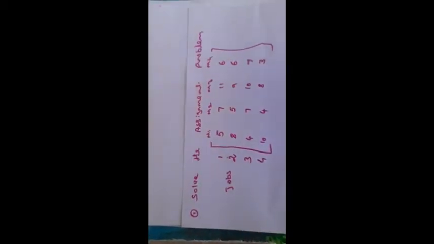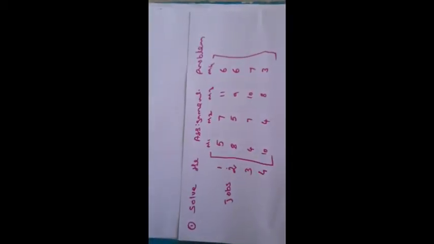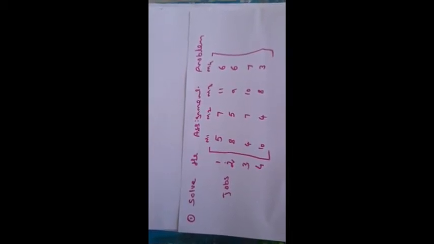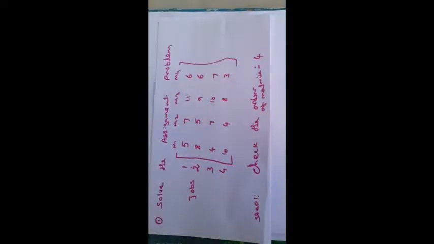Solve the assignment problem. The assignment problem, like the transportation problem, has a different solving method. Another name for the assignment problem is the Hungarian method. To solve the assignment problem, the first step is to check whether the order of the matrix is equal or not. If the order of the matrix is equal, we can proceed to the next step.